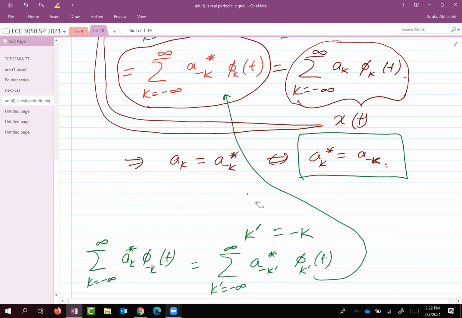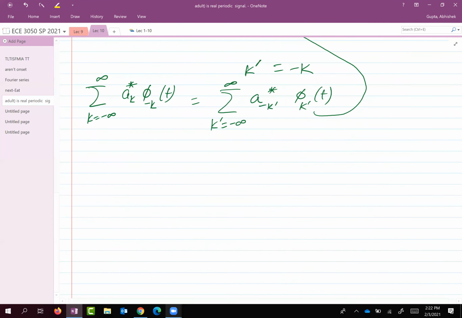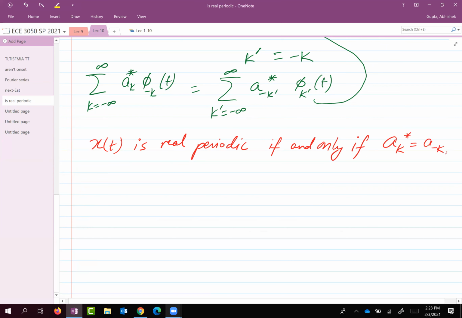Okay, so I was writing something here. Let me just write it below. So what we have just seen is x(t) is real periodic if and only if a k star equals a minus k.